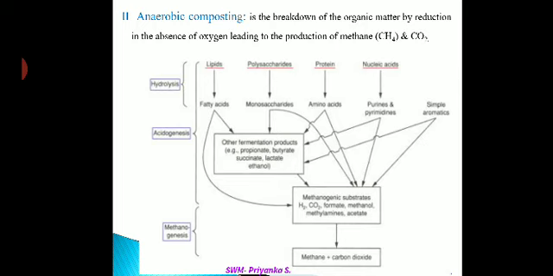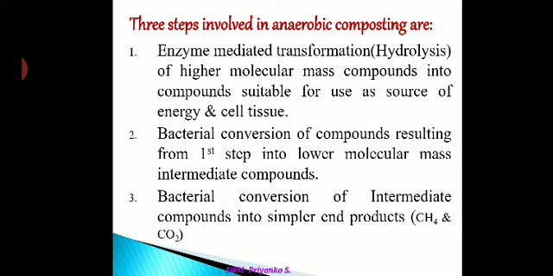So this we can represent with the help of a reaction. Here you have to show three stages: hydrolysis, acidogenesis and methanogenesis. So the lipids, polysaccharides, proteins, and nucleic acids present in the municipal solid waste convert into fatty acids, monosaccharides, amino acids, purines and pyrimidines, and finally in the second stage they undergo acidogenesis, and in the last stage, methanogenesis, we get the end product as methane and carbon dioxide. So this happens in anaerobic composting.